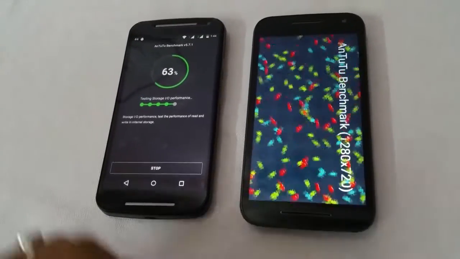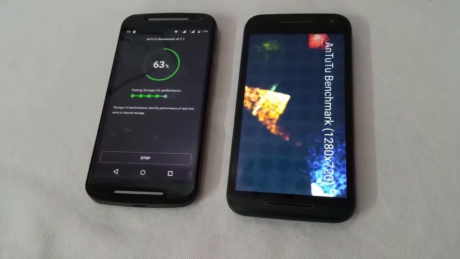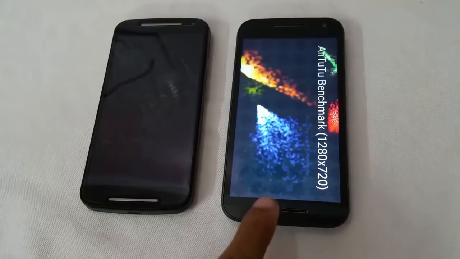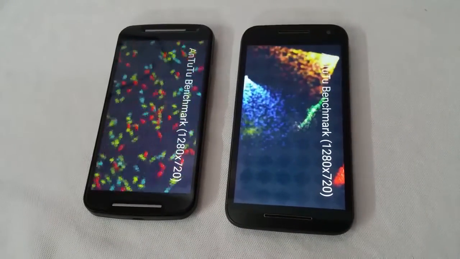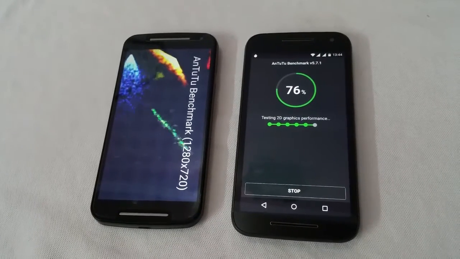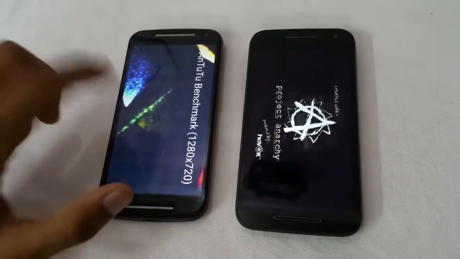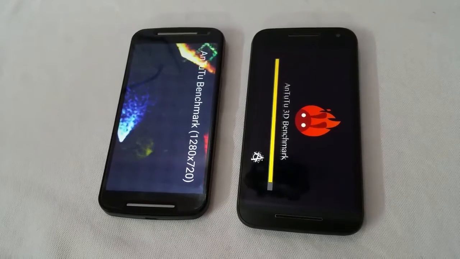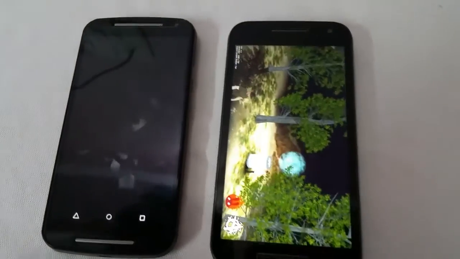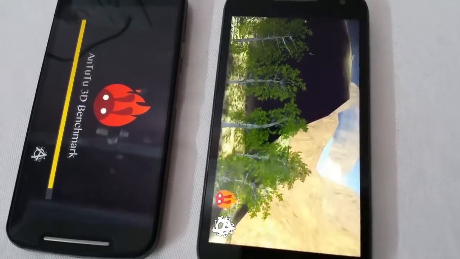So here you can see that 2D benchmarks are going on in this third generation. Like I told you, the third generation has a 1280 by 720 resolution. The 2D graphic performance is almost done in the third generation, and it's a little bit slow compared to the other one. So let's check the 3D benchmark. Let me just check that with the second generation.